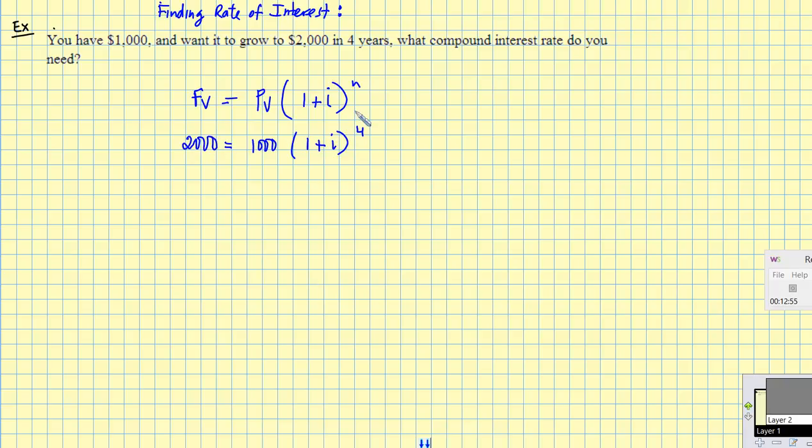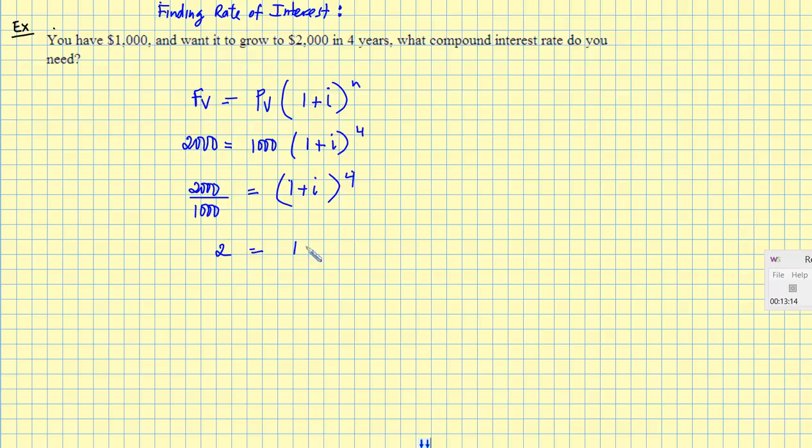So what I do now is I need to isolate for the value of I, or the compound interest rate. So I will do 2,000 divided by 1,000 is equal to 1 plus I raised to the power of 4. And this will go to 2 is equal to 1 plus I raised to the power of 4. And now I need to get that I out of the power of 4 here. So what I can do is multiply both sides of the equation by 1/4. By multiplying by 1/4, I get rid of the 4 and the 1/4. So I get 2 raised to the power of 1/4 equals 1 plus I.